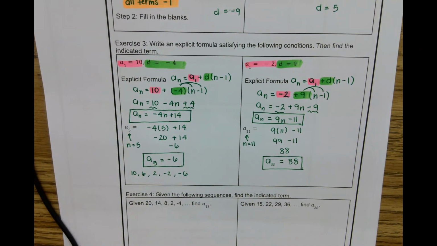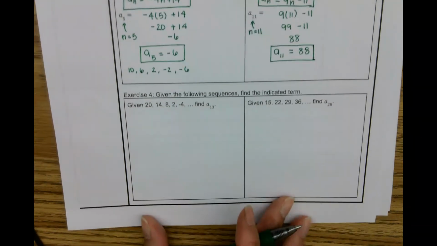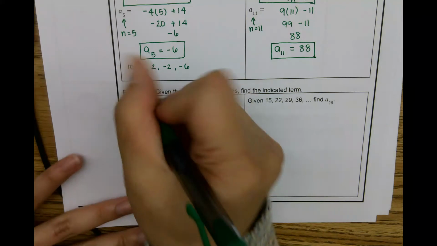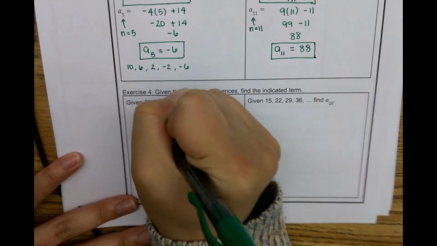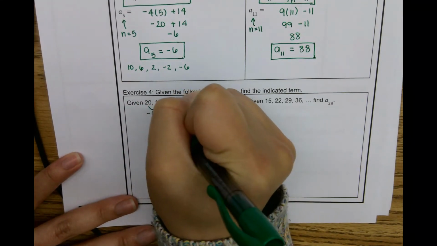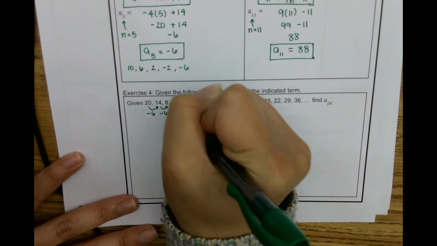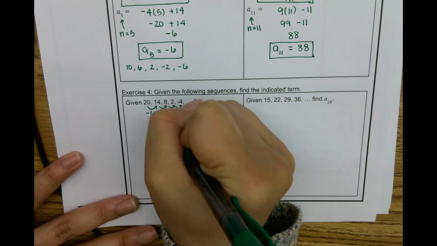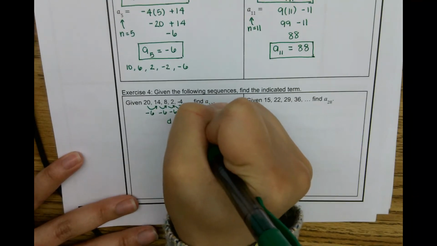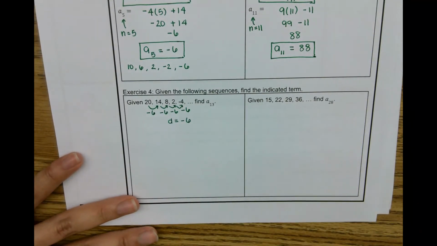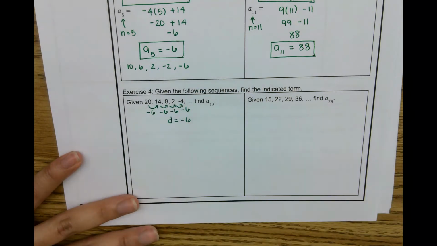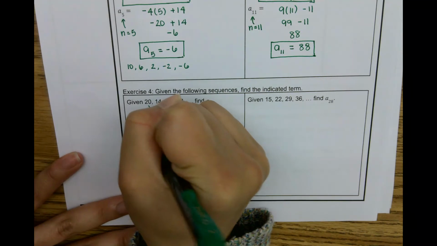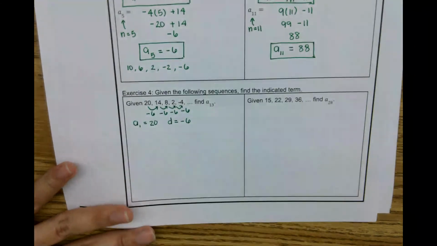So let's keep going here. Given the following sequence, find the indicated term. Here, 20 to 14, I notice we subtract 6. 14 to 8, we're subtracting 6, subtracting 6, subtracting 6. So what this tells me is that my d value, my common difference, is negative 6. From this sequence, I also know my first term. My first term here is 20. It's the first number in my sequence.